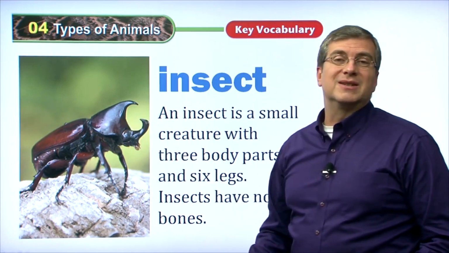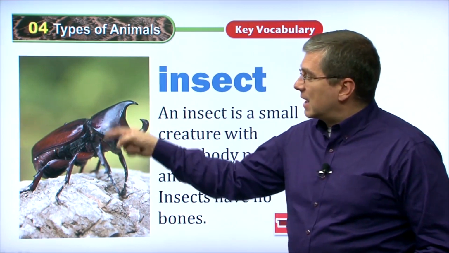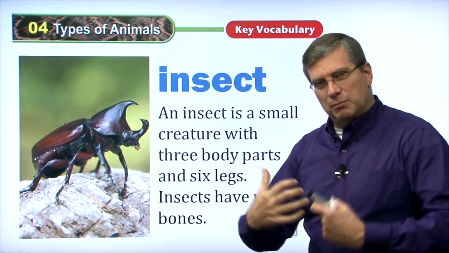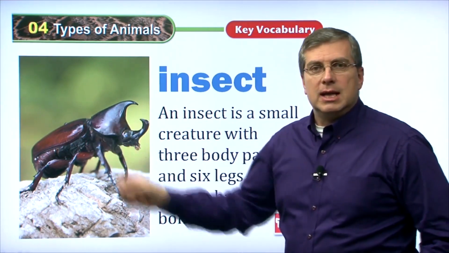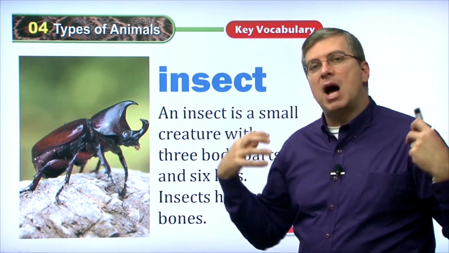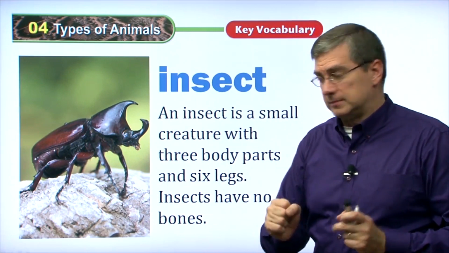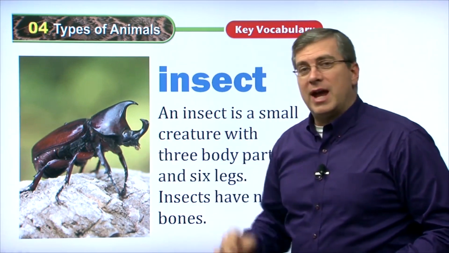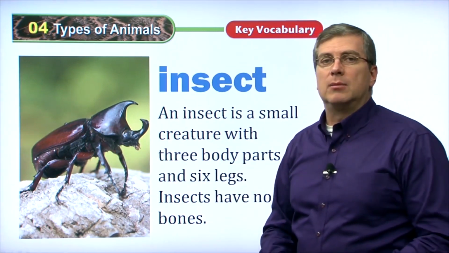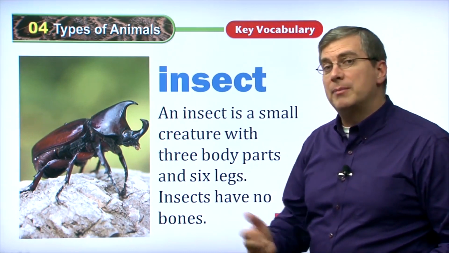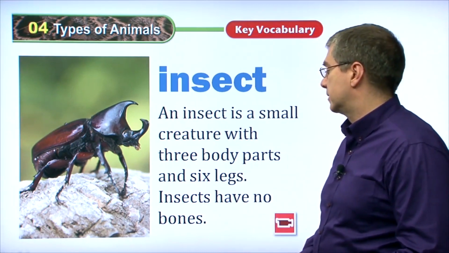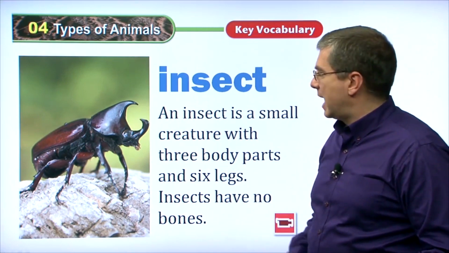Insects have no bones. There are no bones inside of an insect. The insect gets its strength for its body in its shell. Insect shells, insect bodies are hard, shell-like structures. So insects don't have bones on the inside like mammals or birds or reptiles do, or even amphibians. Okay, so this is an example of a stag beetle.